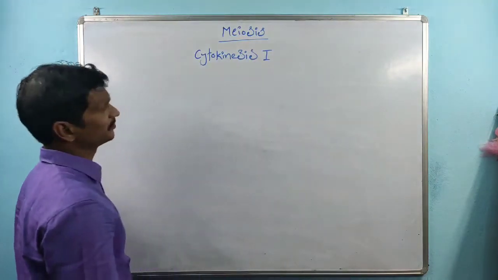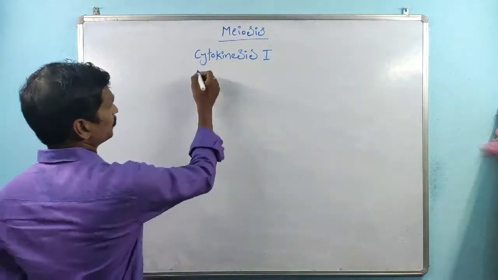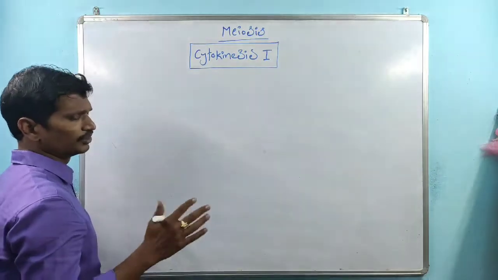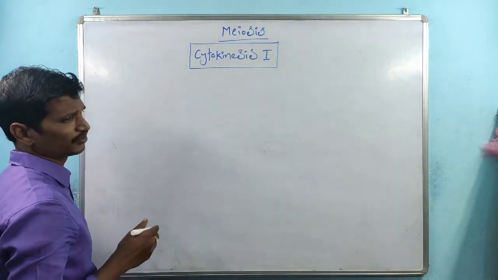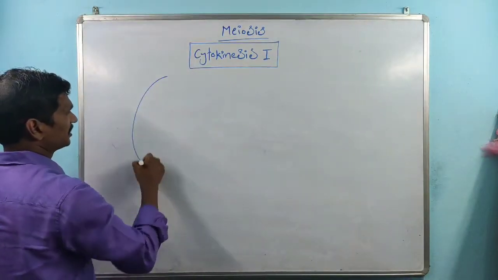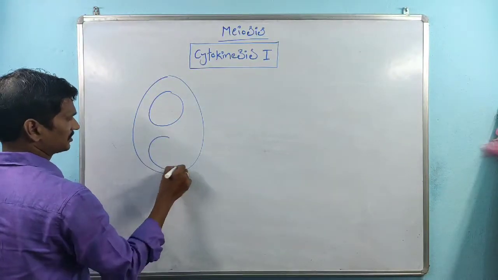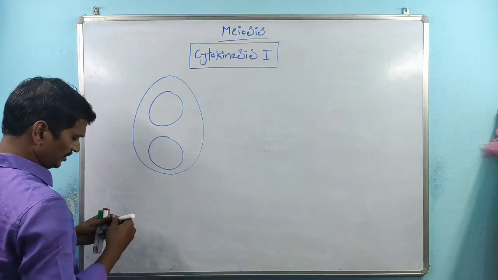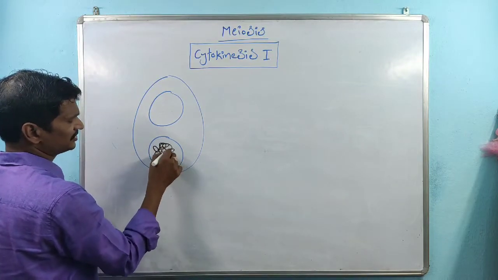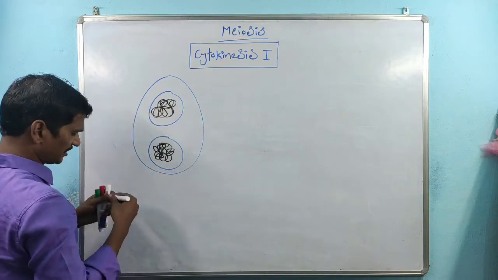Cytokinesis 1 is nothing but the division of cytoplasm. Whatever cell organelles are there, they are divided into two parts. So this step is called the cytokinesis process. Suppose this is one cell. The cell contains two nuclei, and the two nuclei contain the genetic material.